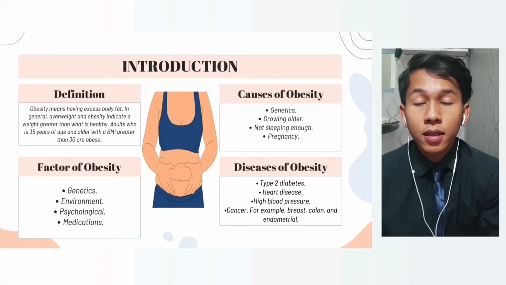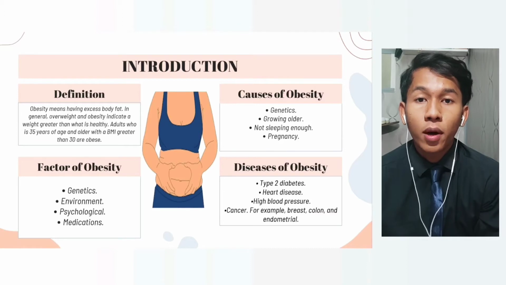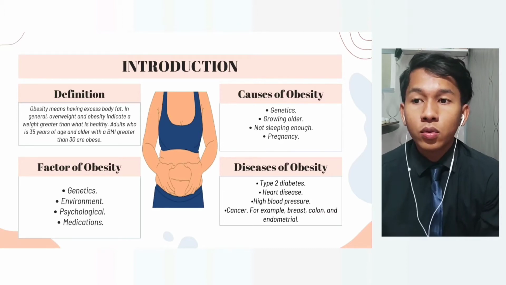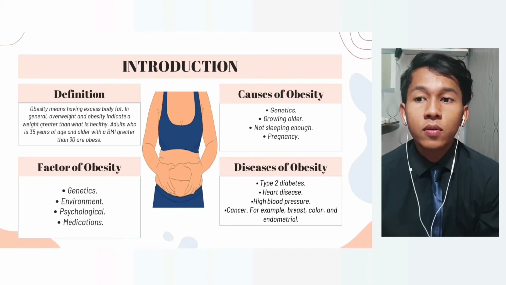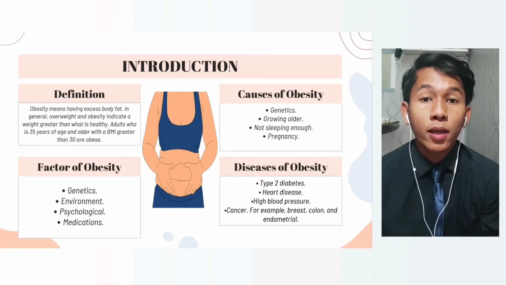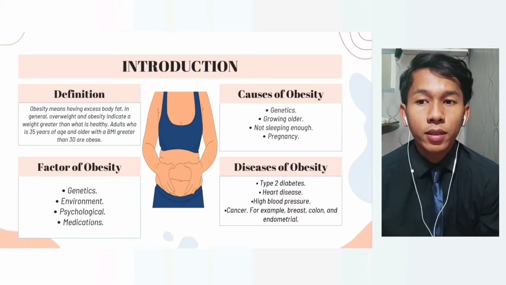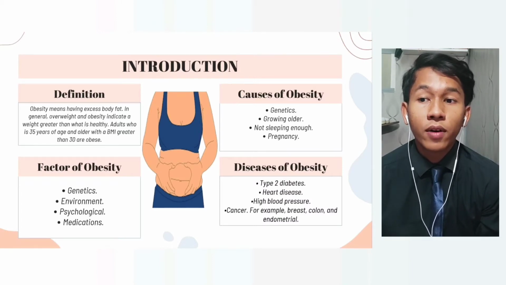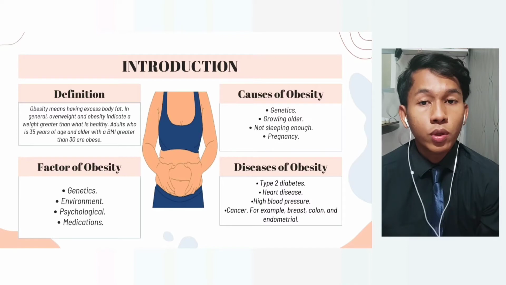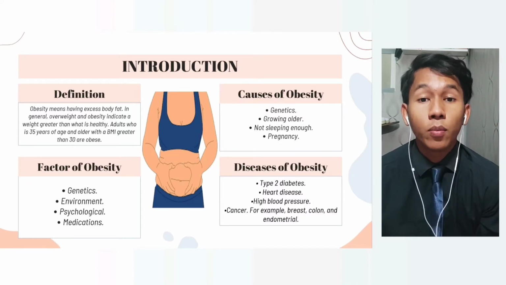For the first slide, which is introduction, I will explain what obesity is. The definition of obesity varies depending on what one reads. Obesity means having excess body fat. In general, overweight and obesity indicate a weight greater than what is healthy. Adults who are 35 years old and older with a BMI greater than 30 are categorized as obese.